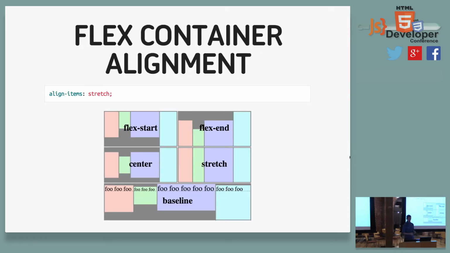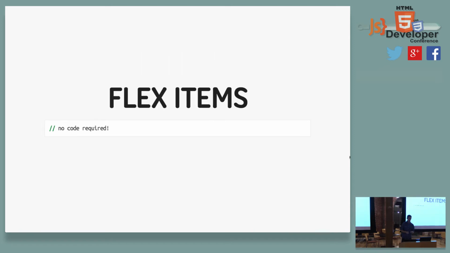Similarly, I can change the alignment in the opposite dimension. So in this case, it's row. So when I say align items flex start, that puts everything on top. And I have flex end, center, stretch, and baseline as we saw before. So align items is the property here.